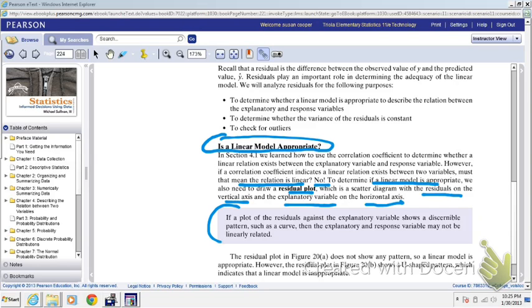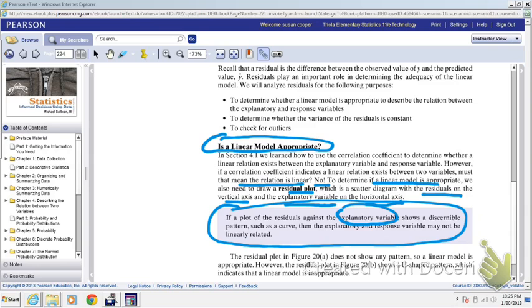Okay, the biggest thing I can tell you is anything in a purplish, bluish box in your book like this is very important. Math books are always like that. They put the important stuff in these magic little boxes, right? So if a plot of the residuals against the explanatory variable shows a discernible pattern, such as a curve, then the explanatory and response variable may not be linearly related, i.e. there may be a better model, like a quadratic model or exponential model. Now, we're not in a math modeling class, so we're not going to go through all those models. We're just going to say, hey, is the linear model appropriate or not?